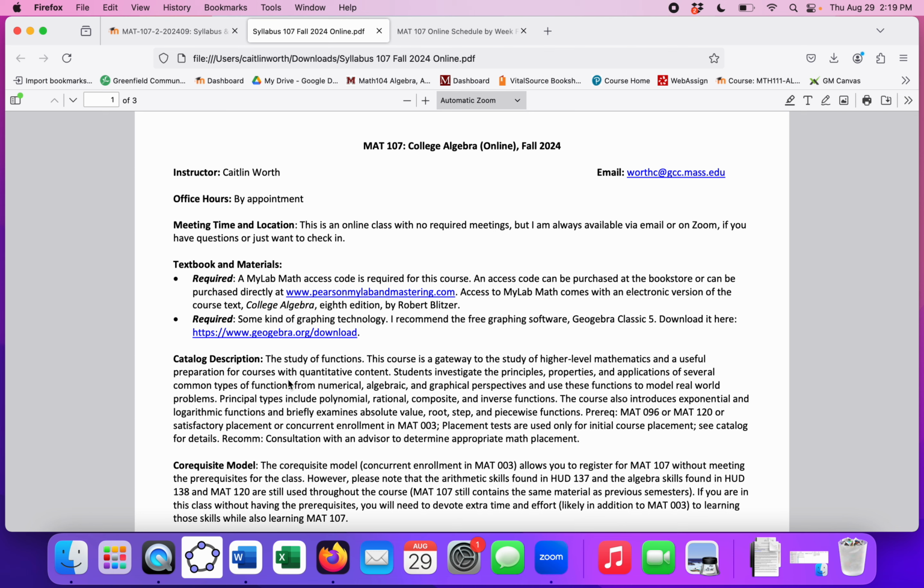Your textbook is just a MyLab Math access code. You don't have to buy a book in addition to that. The MyLab access comes with an electronic version of the text. And then some kind of graphing technology is really useful. I suggest the free graphing software GeoGebra. Lots of students are familiar with Desmos and like Desmos, and that will work wonderfully as well.